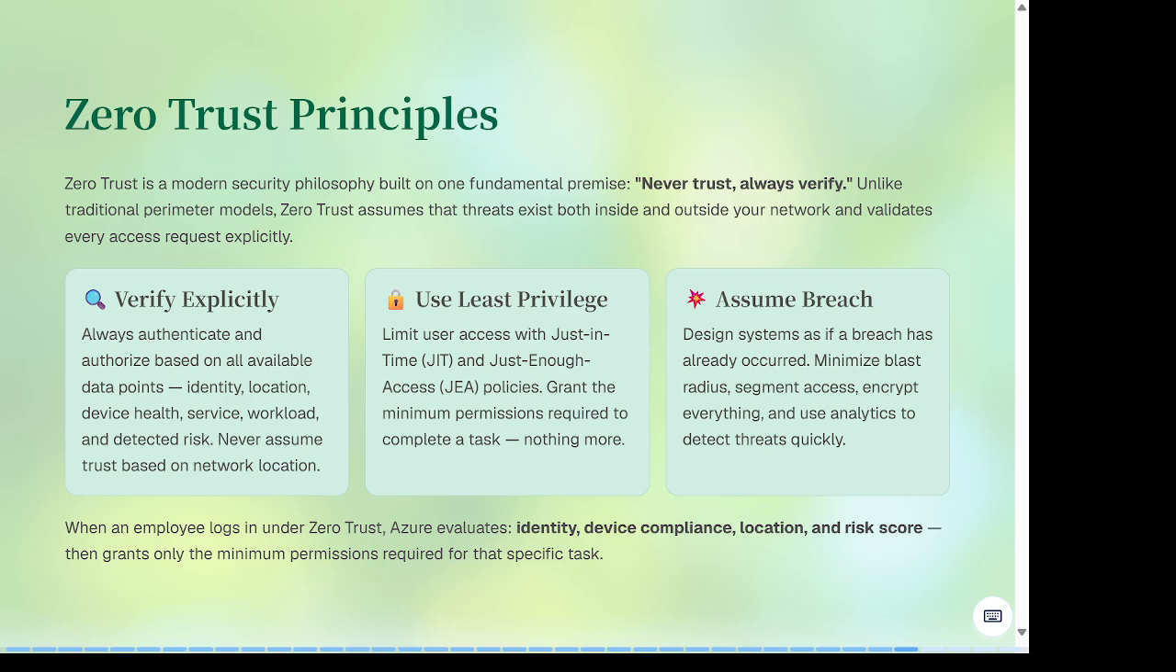Assume breach. This means we design systems as if an attacker is already inside the environment. So instead of trying to prevent all breaches, we focus on limiting damage and detecting threats quickly. This leads to strong segmentation, encryption everywhere, continuous monitoring, and fast threat detection and response.